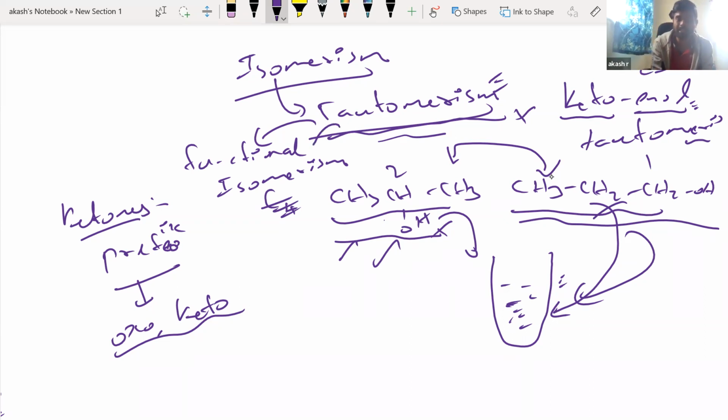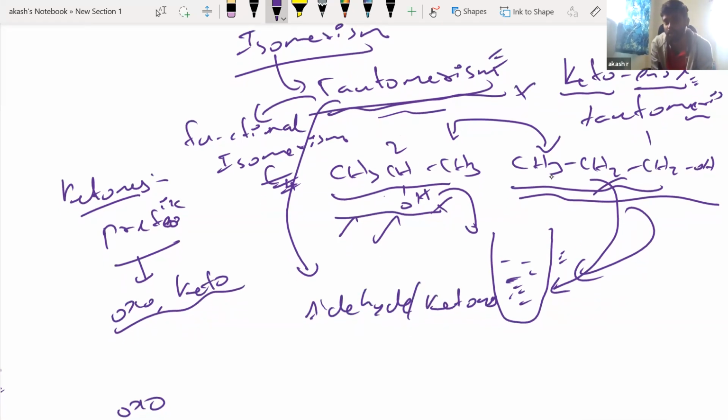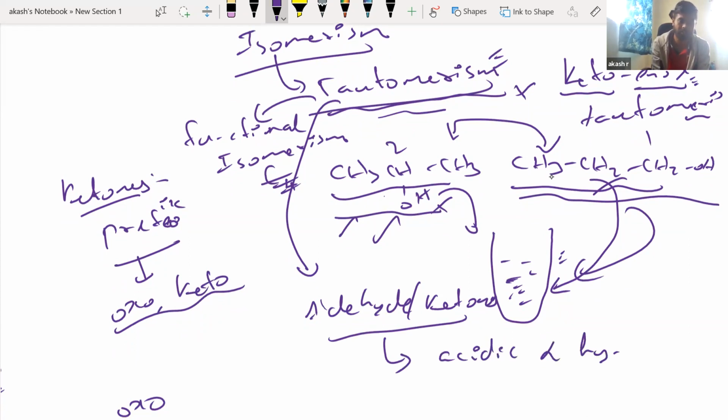Now, the reason for tautomerism to happen in aldehydes and ketones. Why is it happening? It is because aldehydes and ketones have a special property. What is the special property? The special property of aldehydes and ketones is that they have acidic alpha hydrogens. This is the reason behind why aldehydes and ketones can show tautomerism.